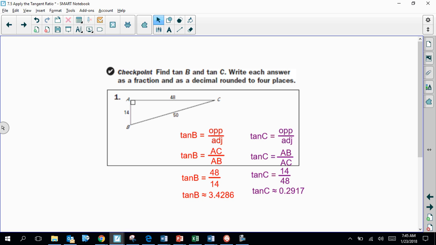Now again, those 4 decimal place numbers, we're really not going to use those too much. We'll actually use the fractions, whatever those give us. We'll type that into our calculator when we do our work.